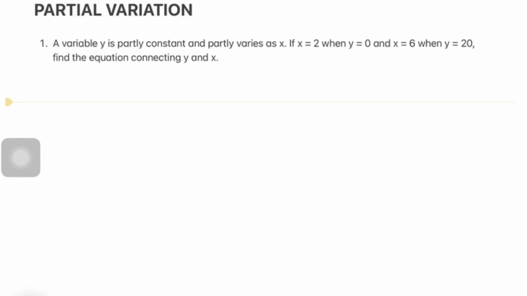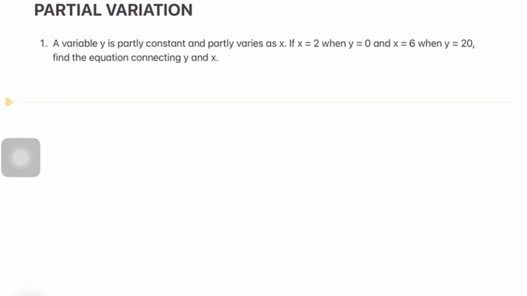And if you've been following my lessons, you must have come across direct variation and even inverse variation. When we come to partial variation, it's not something so difficult or so new, because partial variation is a combination of the direct and the inverse.